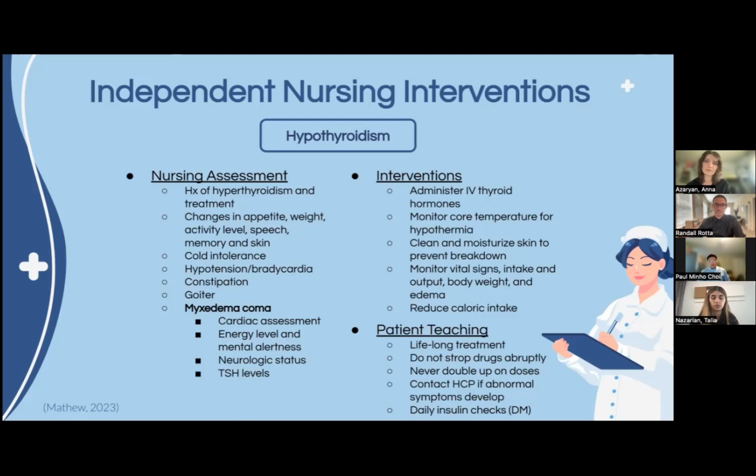Interventions include administering IV thyroid treatment. It's important to administer medication intravenously as the patient may be experiencing gastric hypomotility. We should monitor their core temperature for hypothermia, as well as clean and moisturize the patient's skin to prevent breakdown. These patients are prone to weight gain, so we should also monitor intake and output, body weight, and assess for any signs of edema. And next, we'll move on to patient education.